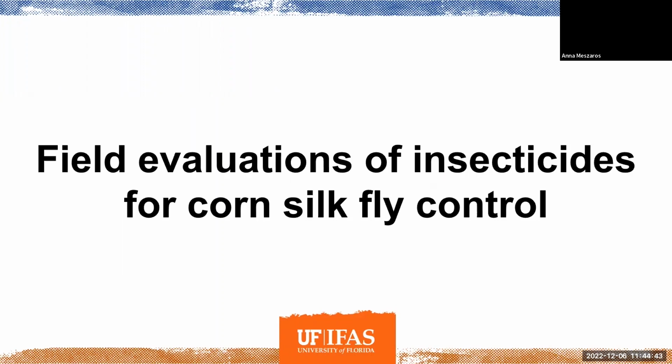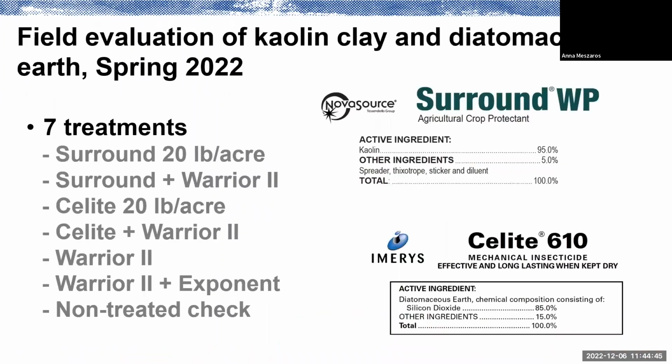So we had an insecticide evaluation this spring. How am I doing on time? Okay. We looked at kaolin clay and diatomaceous earth. We looked at the kaolin clay alone or with a pyrethroid, and the diatomaceous earth alone or with a pyrethroid, and we also had the pyrethroid with PBO and a non-treated check. If you're not familiar, kaolin clay and diatomaceous earth are mineral powders that just make the insects uncomfortable.